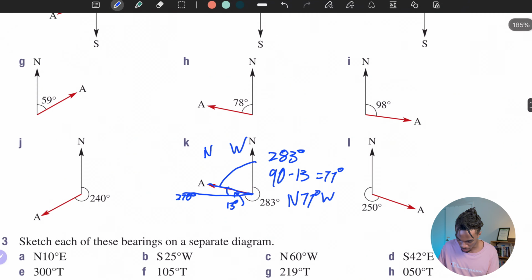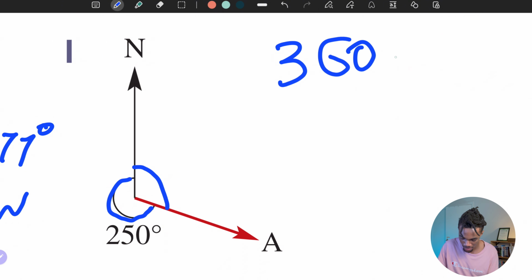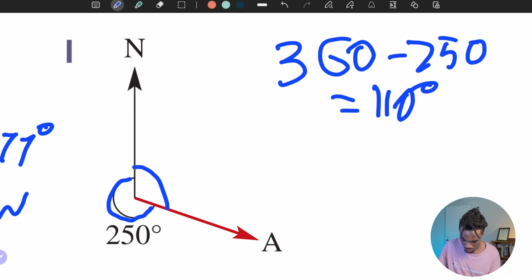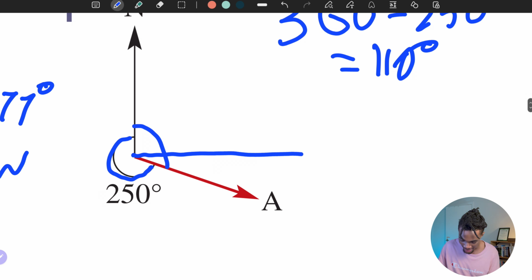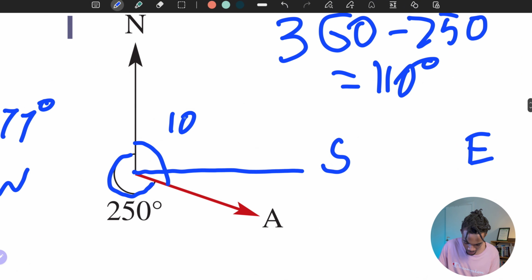All right, just do one more. This one. How far away from north is this? If this angle here is 250 and the full thing is 360, this angle here would be 360 minus 250, which equals 110. And if we want the compass bearing, we recognize that it's in the southeast quadrant. And this is 110 degrees.